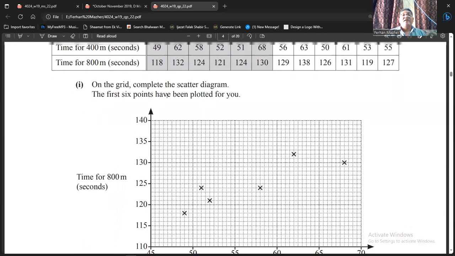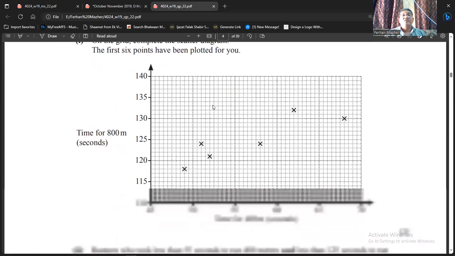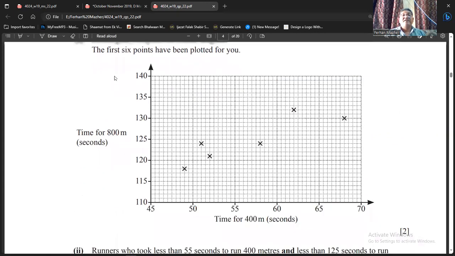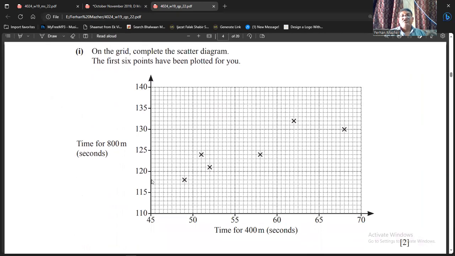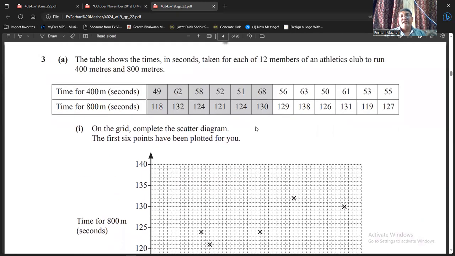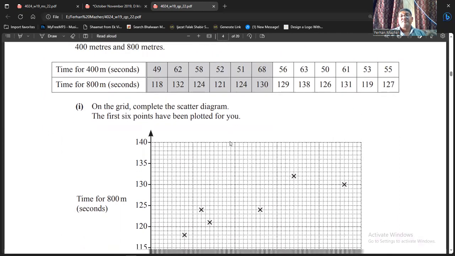Okay. On the grid, complete the scatter diagram. The first 6 points have been plotted for you. So this is the scatter diagram. Here is the time for 800-meter race. Here is the time for 400-meter race. So first 6 points they have already plotted, and last 6 points we will plot.